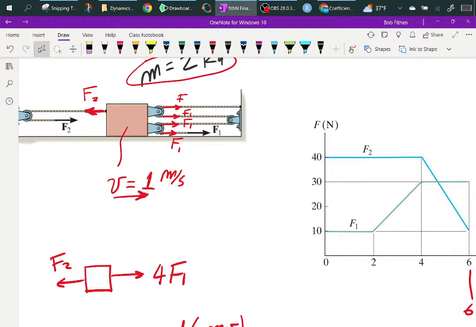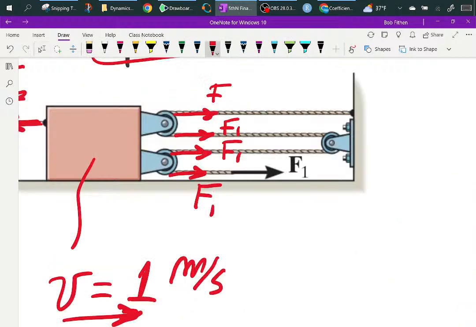Well, yeah, it sort of does, but the tension in this rope, in the rope on this side at least, is F1 throughout. So it goes around here, and then of course it's pulling here too, and then it's pulling here. So, does that make sense?